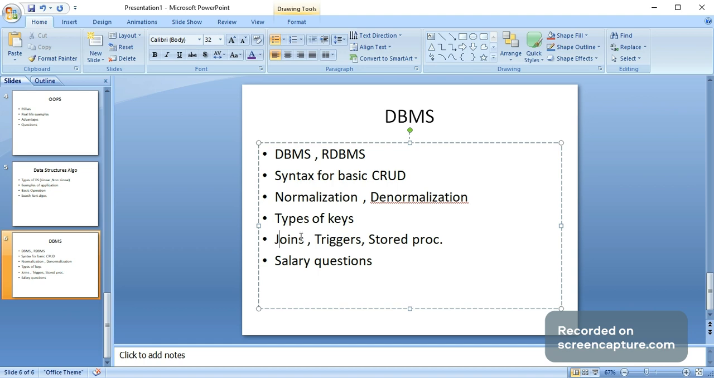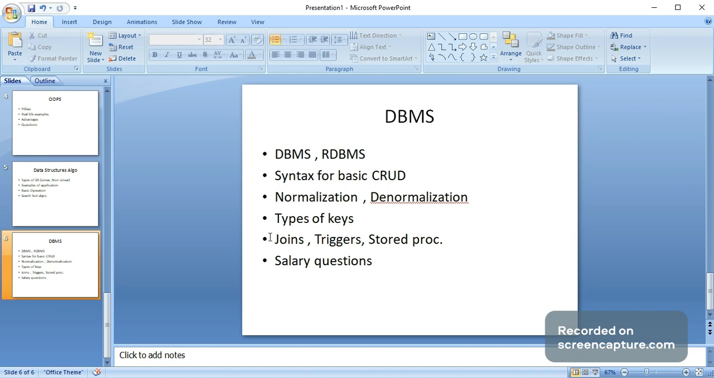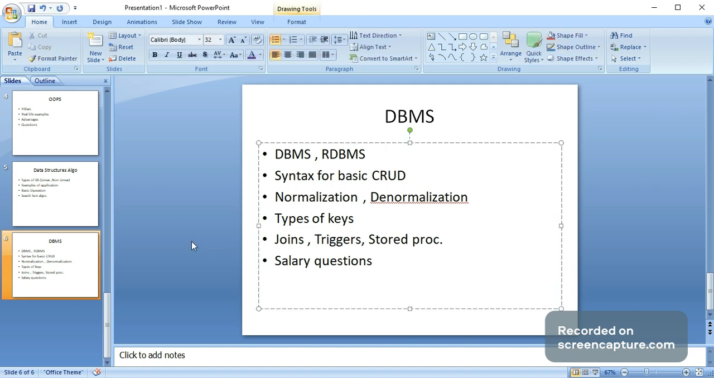Now in this also, what you can do is understand the concept of each and every one. What is a stored procedure, what are triggers, what are joins. And in joins also, try to get knowledge of each and every join: inner join, outer join, self join. And along with that, there is a diagram for each and every one of them. So try to remember that.